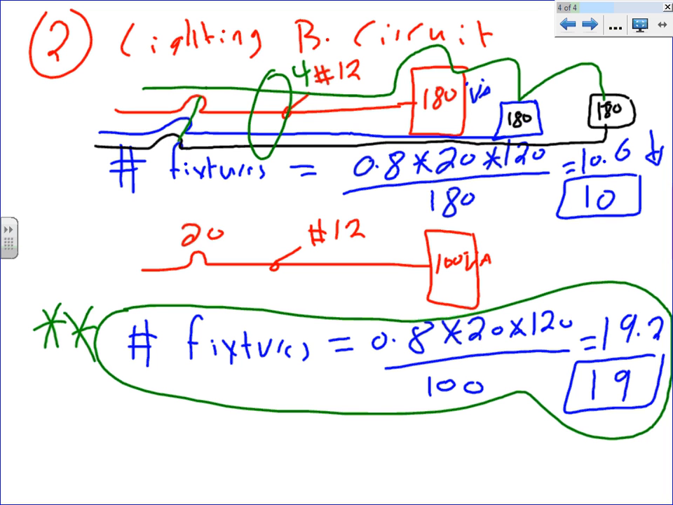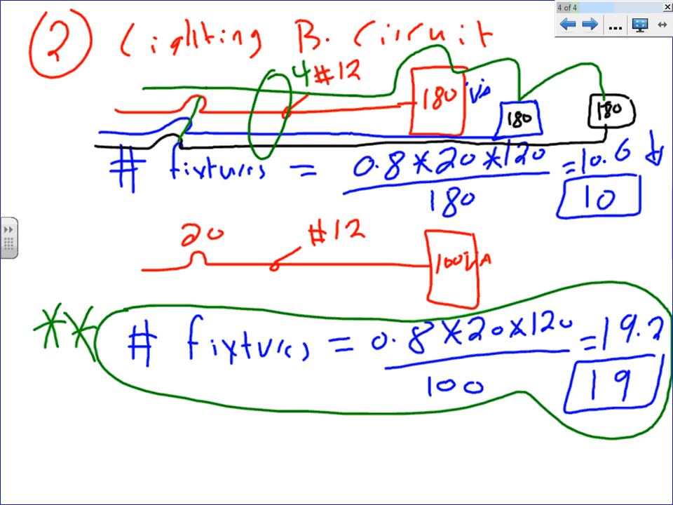Some engineers, guys, if you group the neutral, I know some engineers will knock this number down by 0.8 just because of grouping the neutral. Some engineers will say maybe the neutral has to be number 10 if we have high harmonics. But personally, if you're carrying 19, it's highly unlikely all the 19 will be on all the time and fully harmonic and so forth. So probably you can get away with number 12.